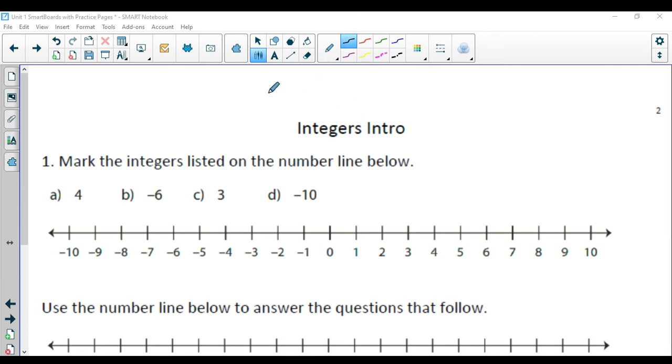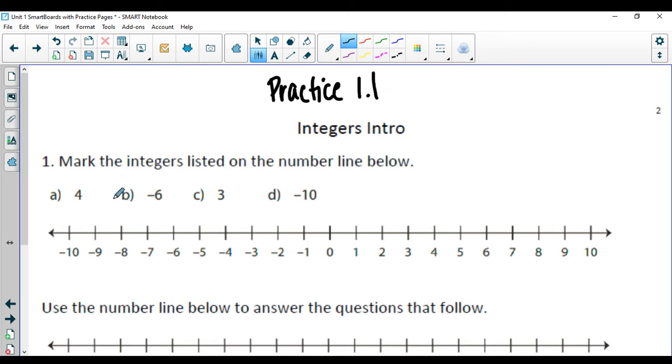All right, this is your practice 1.1. So this is our integers intro. So this is lesson 1.1. These are the homework problems, practice packet problems that you have. So I'm going to just run through these all. If you have any questions on them, feel free to email or reach out about them.